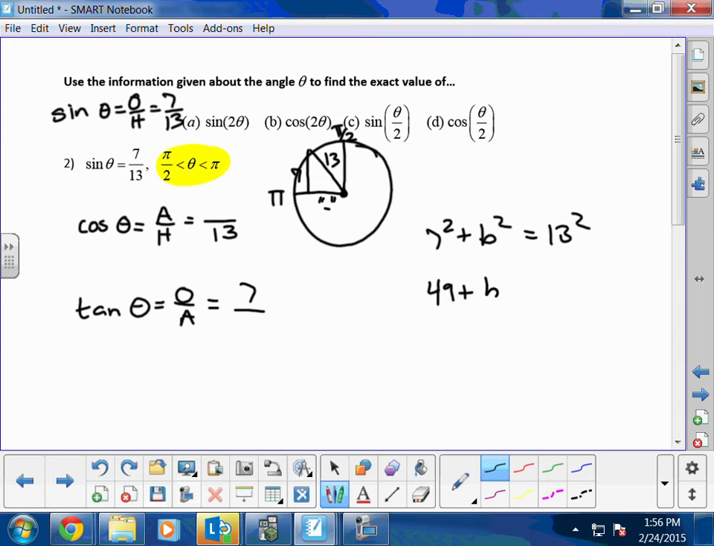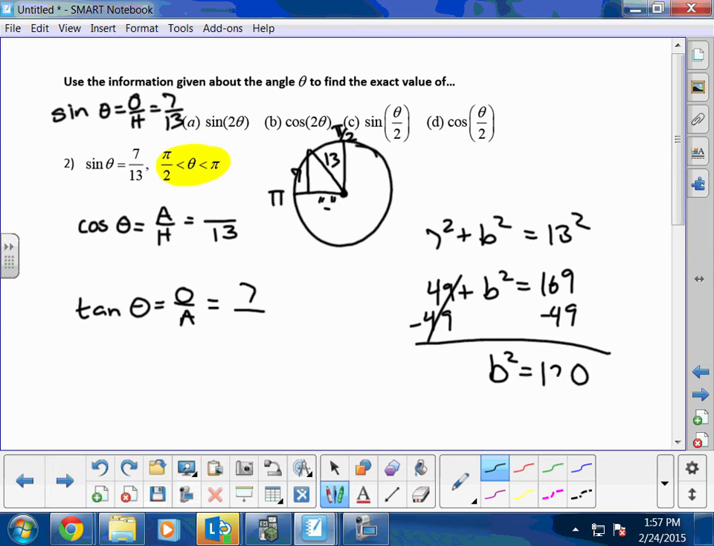49 plus b squared is equal to 169. We subtract 49 on both sides. We end up finding out we have b squared equal to 120. So we're going to take the square root of 120.